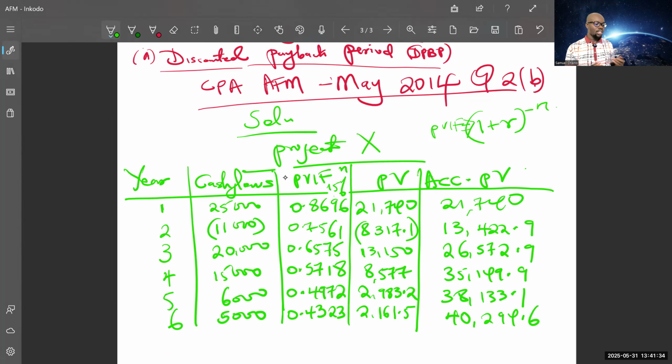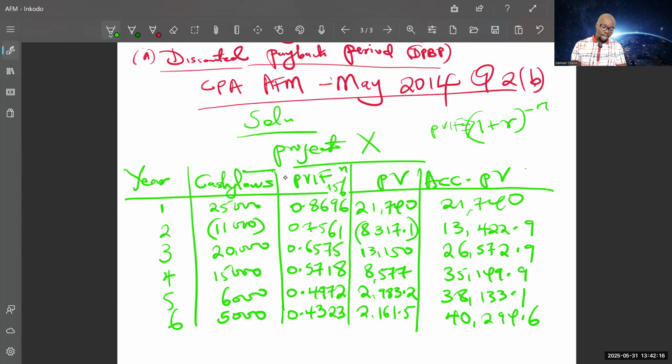Now, I want us to look at the question. The initial investment was 38,500. That is the initial investment, 38,500. So with that initial investment of 38,500, we want to see, at what point are we recovering it? And I want us to concentrate on the accumulated present values column. Why are we looking at accumulated present values column? Because we've accumulated the cash flows that we are getting each and every year. And we've accumulated them, the present values that have been now discounted. That's why we call it discounted payback period.